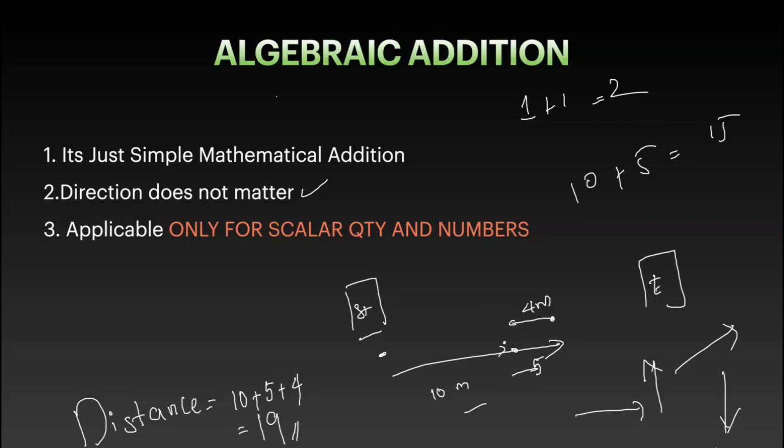Whatever numbers are given, just add them up and give the suitable unit. That's it. So it is simple mathematical addition, that you understand. Direction doesn't matter, and algebraic addition is applicable for what? Scalar quantities. And what is a number? A number is also a scalar. How? It has only magnitude, so it is a scalar. So algebraic addition is applicable only for scalar quantities.